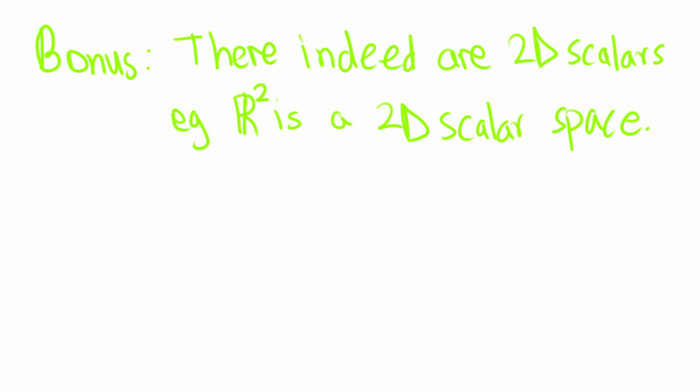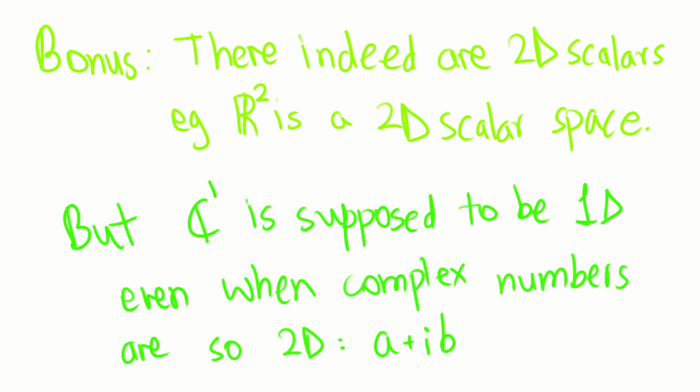Bonus, there are actually 2D scalars and 3D scalars. For example, R2 is a 2D scalar space, so you could have a pair of numbers 3, 2. That's not a vector even though there are 2 components in it. That's a 2D scalar. But C1 is 1D, even though complex numbers have 2 components each. So 3 plus 4i has 3 and 4 as very distinct numbers that supposedly run along 2 orthogonal directions, but still it's a 1D number. And if any of you mathematicians are watching, please help me understand why.